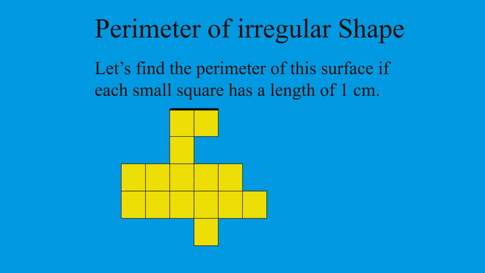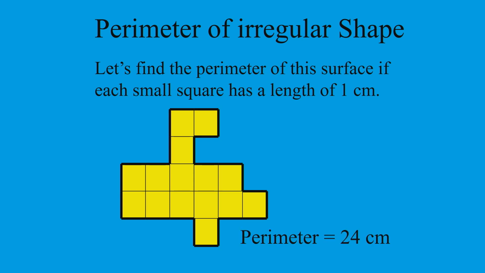1 centimeter, 2 centimeters, 3, 4, 5, and so on up to 24. The perimeter of this irregular shape is 24 centimeters.